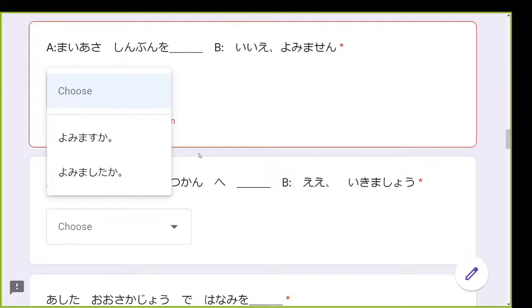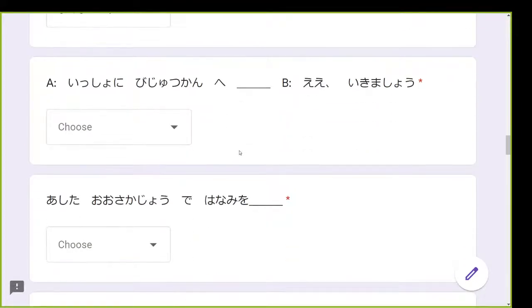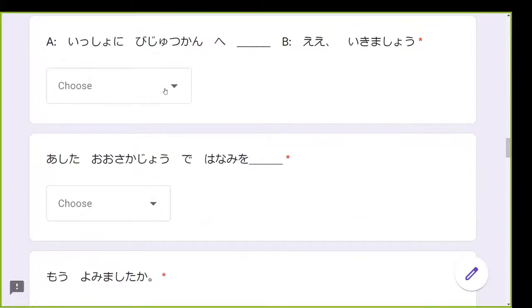Emma, may asa. Sorry, sensei, naka-unmute po. Okay. 朝、新聞を読みますか？いいえ、読みません。Very good. Okay, next, Jerome-san.